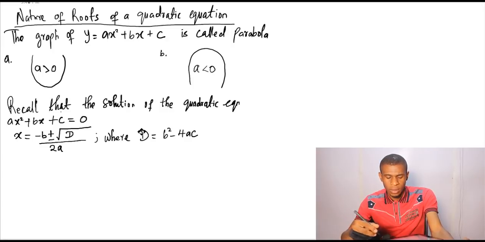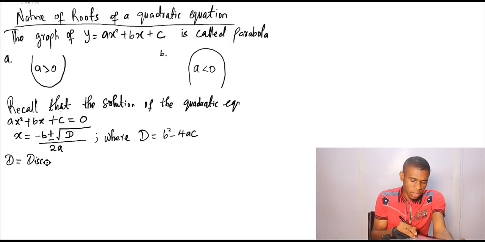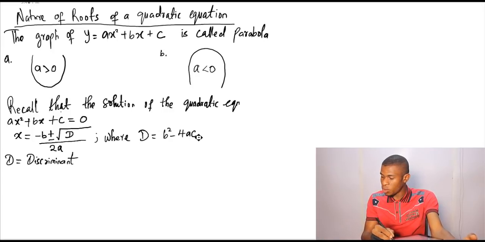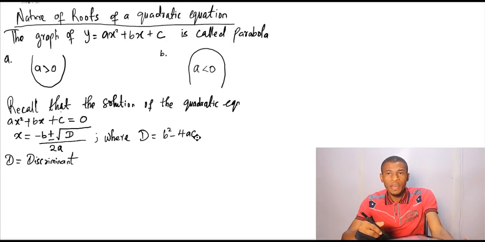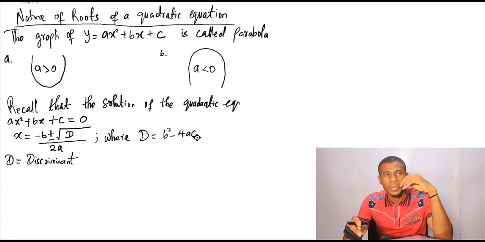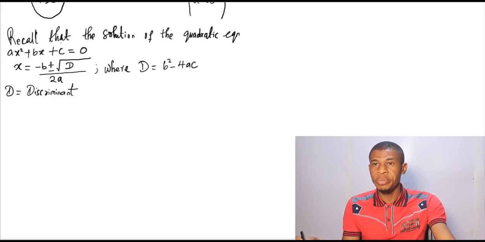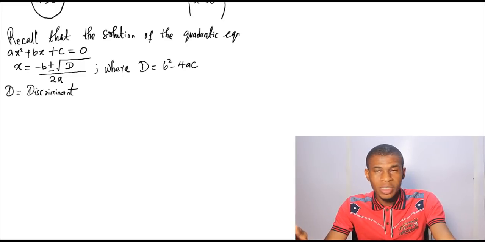Now this D represents what we call the discriminant. And what is the discriminant? The discriminant is b squared minus 4ac. When we have a given quadratic equation and we want to look at the roots, there are three special cases. D is the discriminant. There are three restrictions placed on this D.